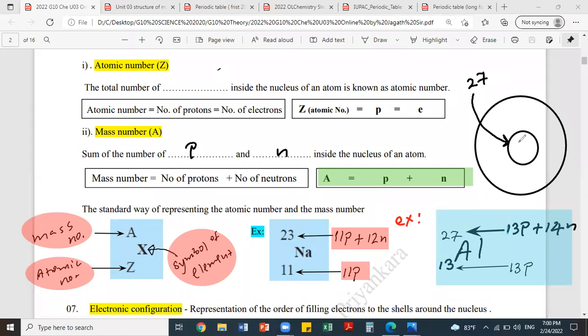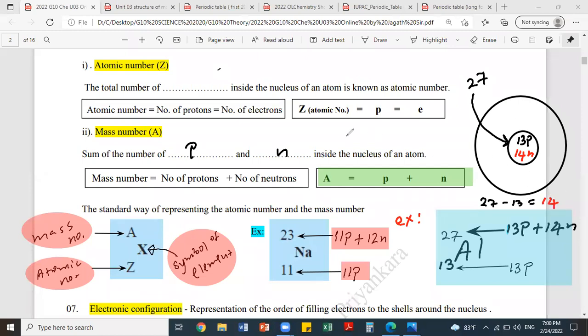So atomic number 13 means what? It has 13 protons. Then how to find the neutrons? 27 minus 13. That means there are 14 neutrons. How did you get 14? 27 minus 13 is equal to 14 neutrons.